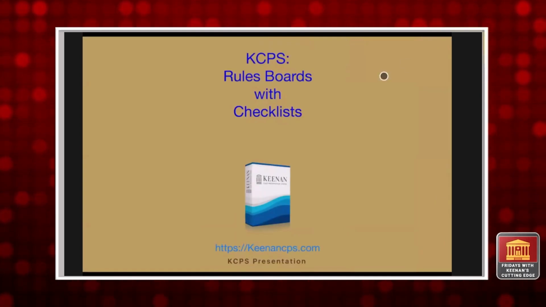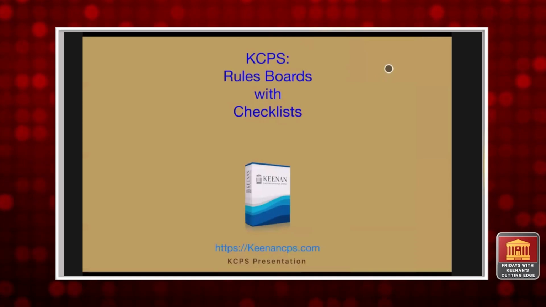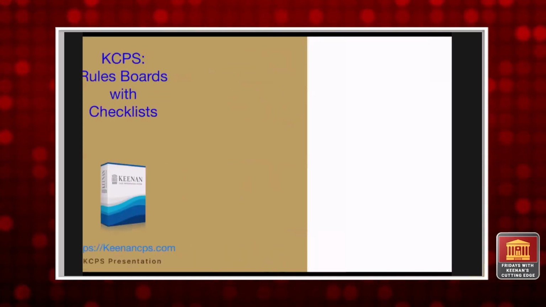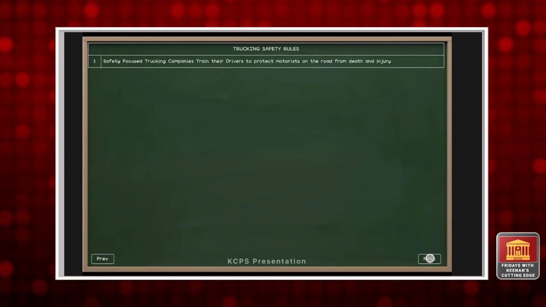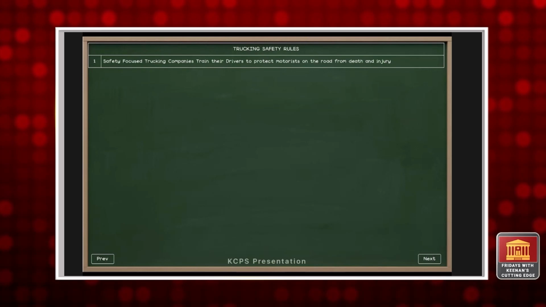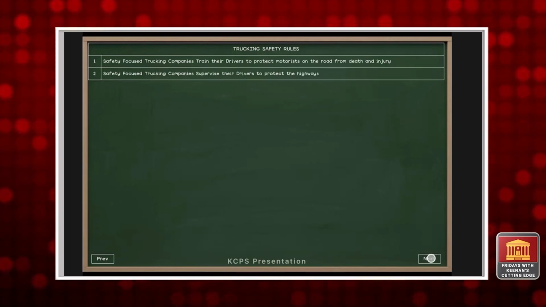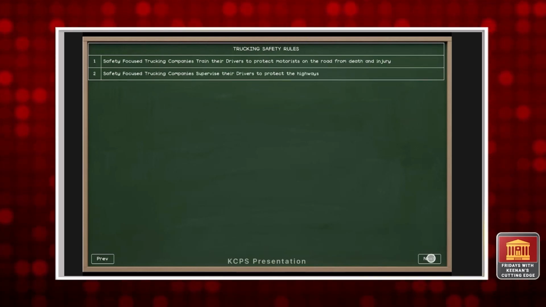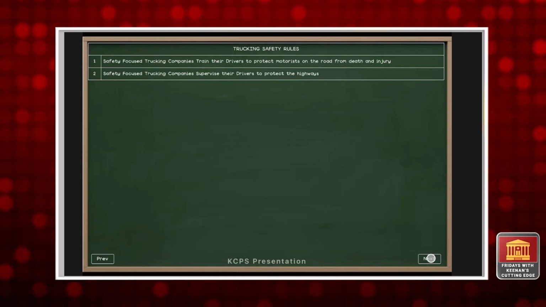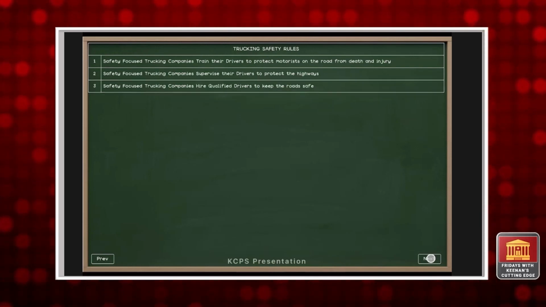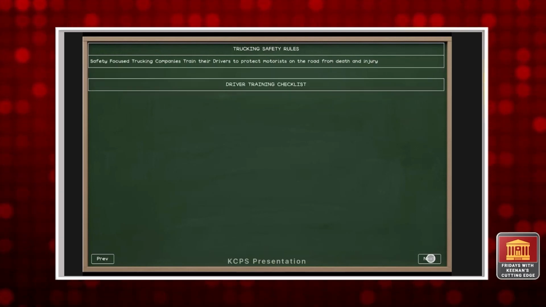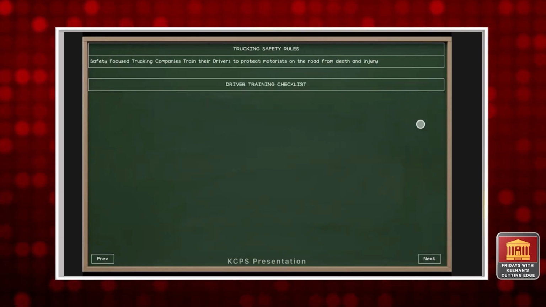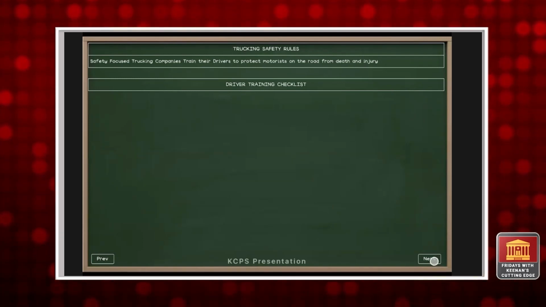So let's talk about rules boards that you're probably going to use in your opening statement. Here's a trucking safety rules board, and I pop it up and I ask someone to read the first rule. Okay, so they read it, and then we go to the next rule. The first one is training, second one is supervision, third one is qualified drivers. And then we have a checklist for the first one.